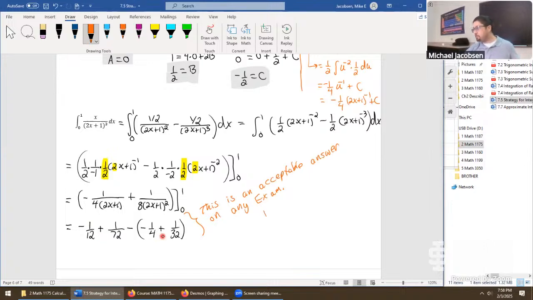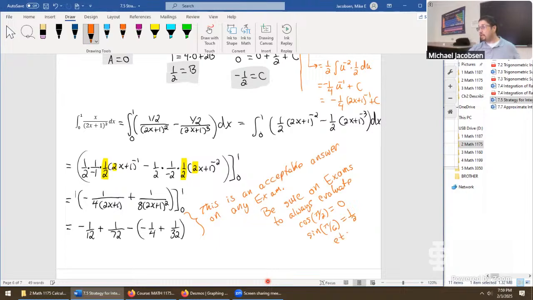Only thing to watch out for is, be sure on exams, this part is important mainly because trig and exams, there's always expectation to do evaluations. So be sure on exams to always evaluate things like cosine pi over 2 when it comes up, we should just say 0. Sine pi over 6 when it comes up, we should just say 1/2, etc., etc. But then if you have a bunch of zeros, 1/2, minus 1/8, if you stopped right there, again, that's a decent stopping point.